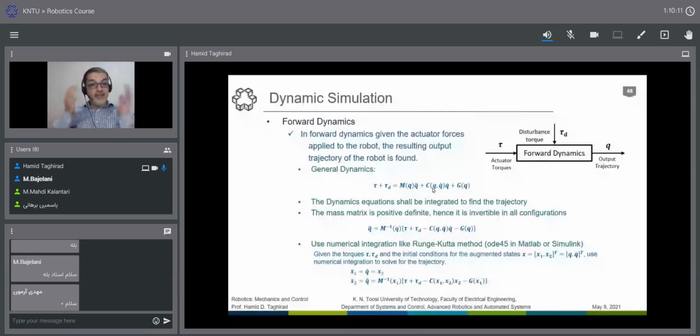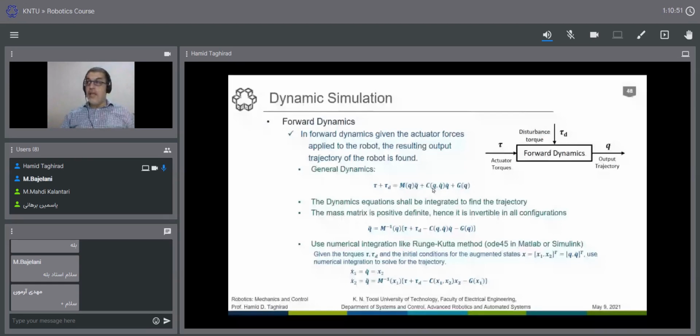What is the benefit? How can we use it? Dynamic formulation is the most significant part of the robotics course, since we can use it for dynamic simulation of the robot. If you have a robot built in hand, in an experiment, you don't need to simulate it. But usually we build the system through simulation, using MATLAB, Simulink, or other software toolboxes.